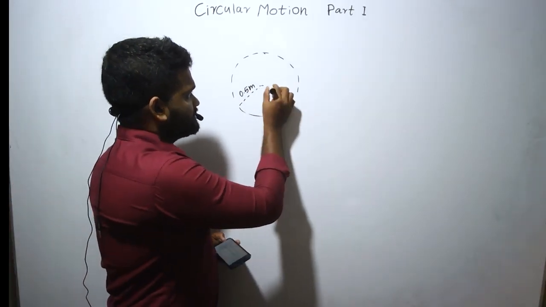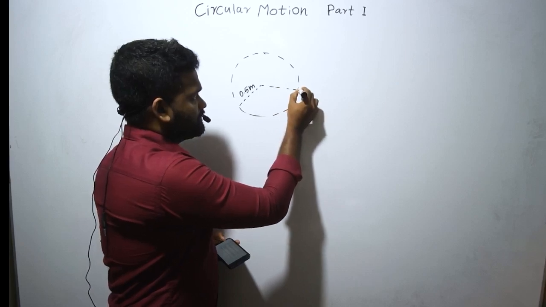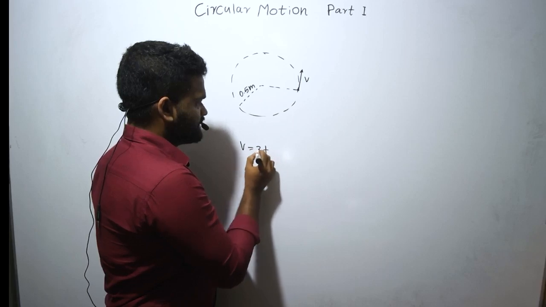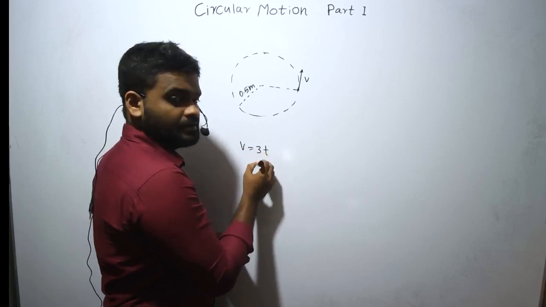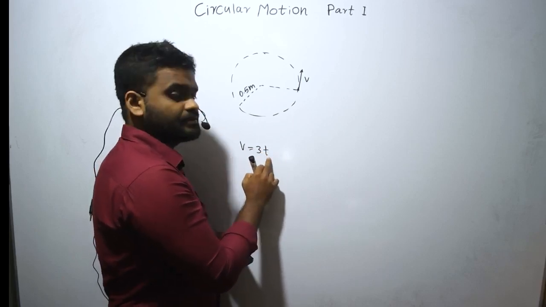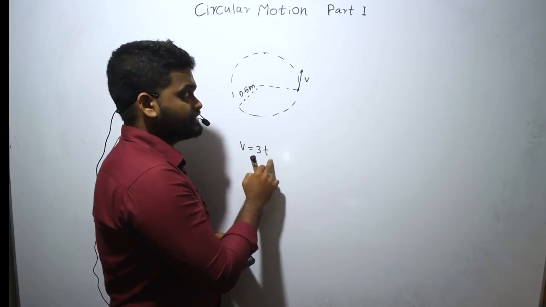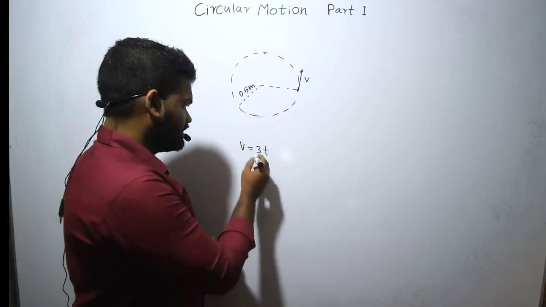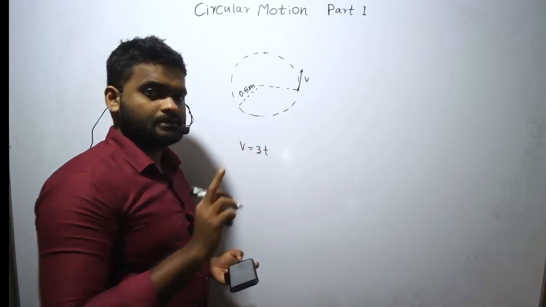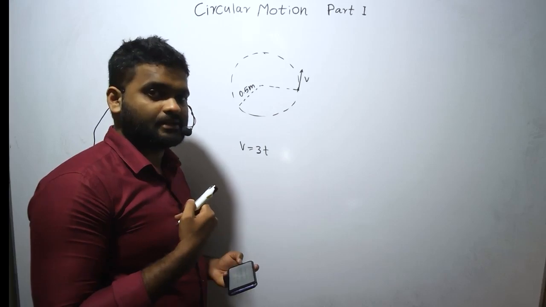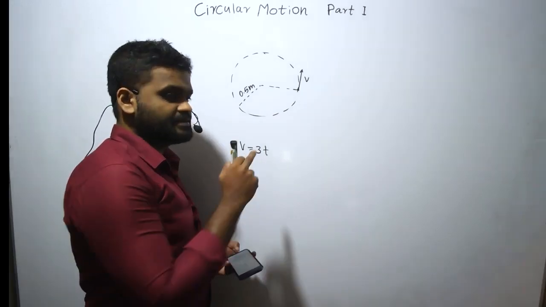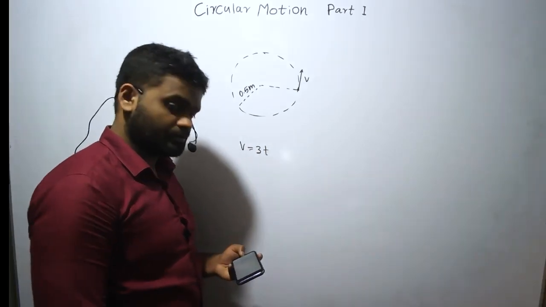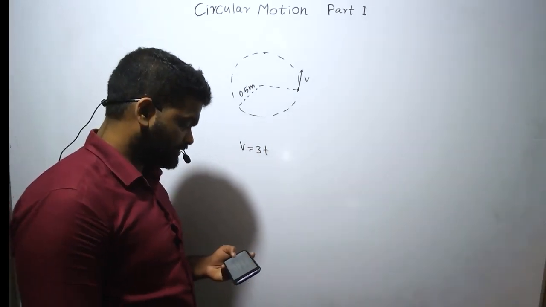And they are saying it doesn't have a uniform speed. They say that speed increases with time, say 3t. So in those cases, there's a tangential acceleration as well, right? If the speed is constant, tangential acceleration is 0. There's only a centripetal acceleration. But in this case, there's a tangential acceleration as well, because speed changes, not velocity, speed. Velocity also changes, right?